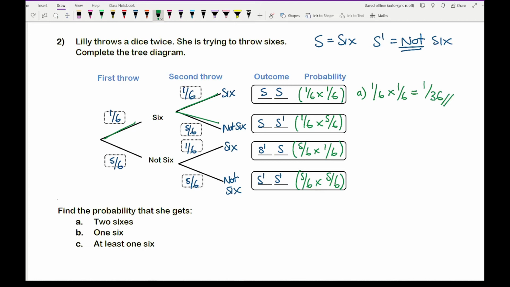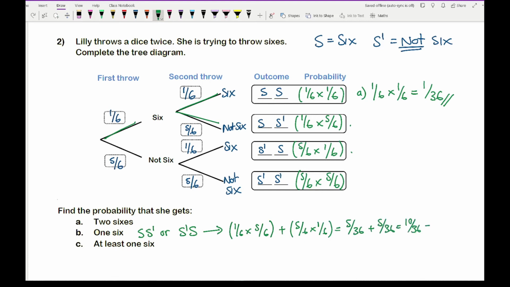Now in terms of getting one 6, well, that's either going to be S and not S, or not S and S. So working through this, it's either the second or the third option. So the second option is 1/6 times 5/6 plus 5/6 times 1/6. And so working out, that gives me 5 over 36 plus 5 over 36, which gives me 10 over 36, which gives me 5 over 18.